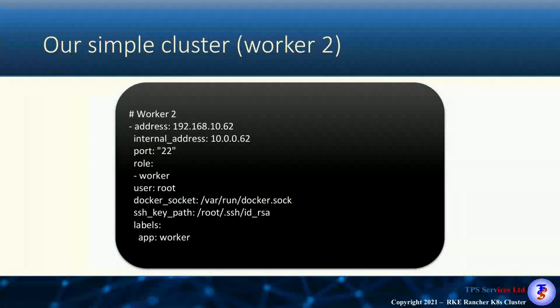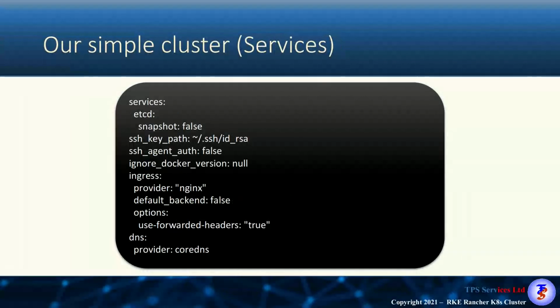Worker 2 is the same. We've thrown in the port 22, that's a default anyway, but as you saw on the other one we didn't need it, but the same features are set up there, with different IP addresses for internal and external. And then the last part of the file, the services.